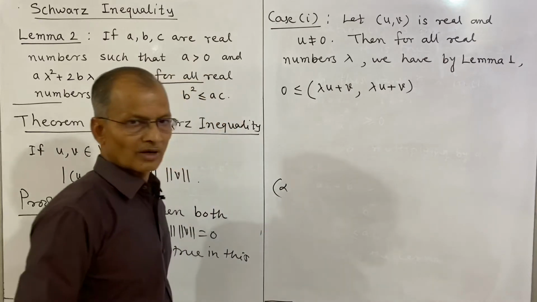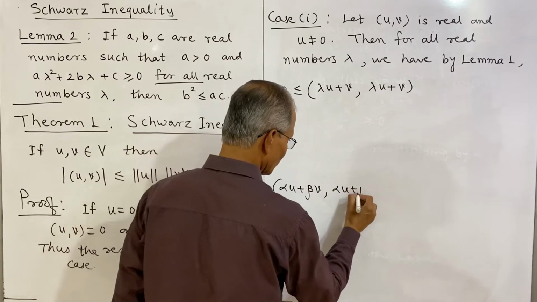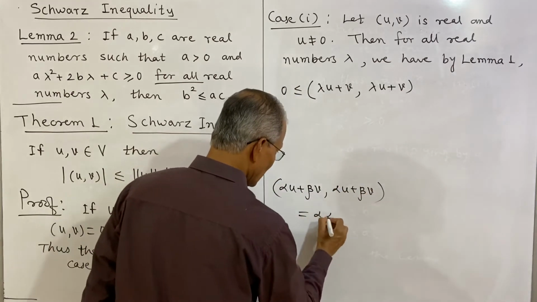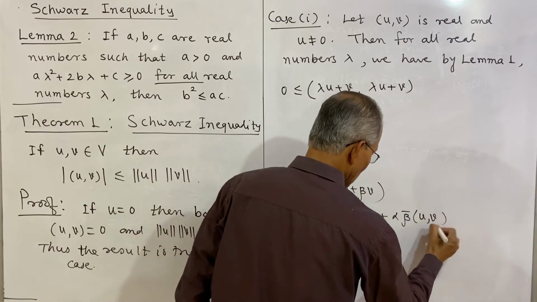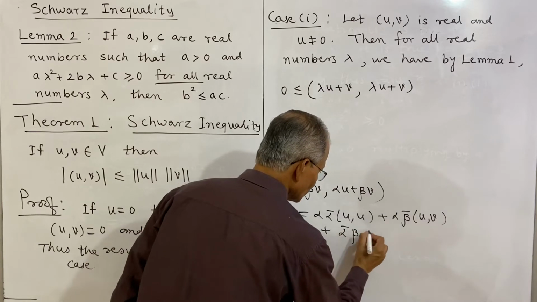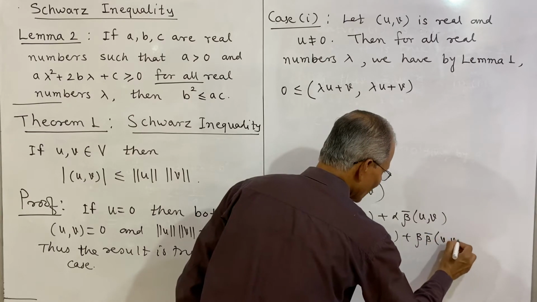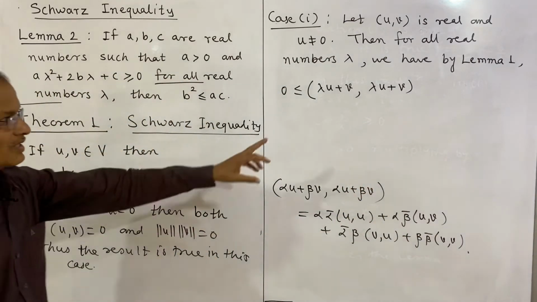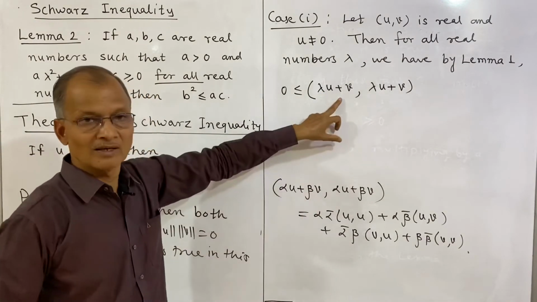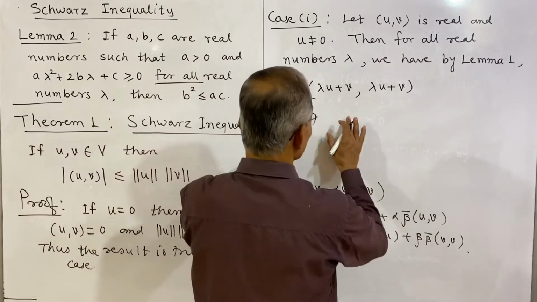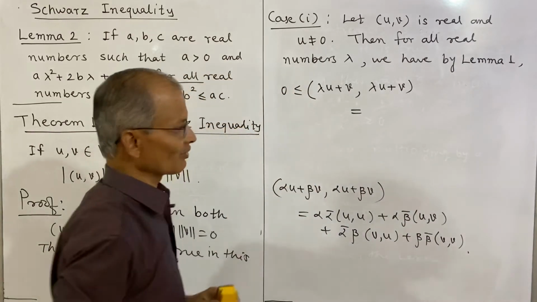We have proved it in our earlier lecture: the inner product of the combination alpha u plus beta v with itself. We want to use it here. So how to use it? In place of alpha it is lambda, and in place of beta it is 1. So therefore this inner product I shall write here on the right side of the expression: 0 is less than or equal to this.